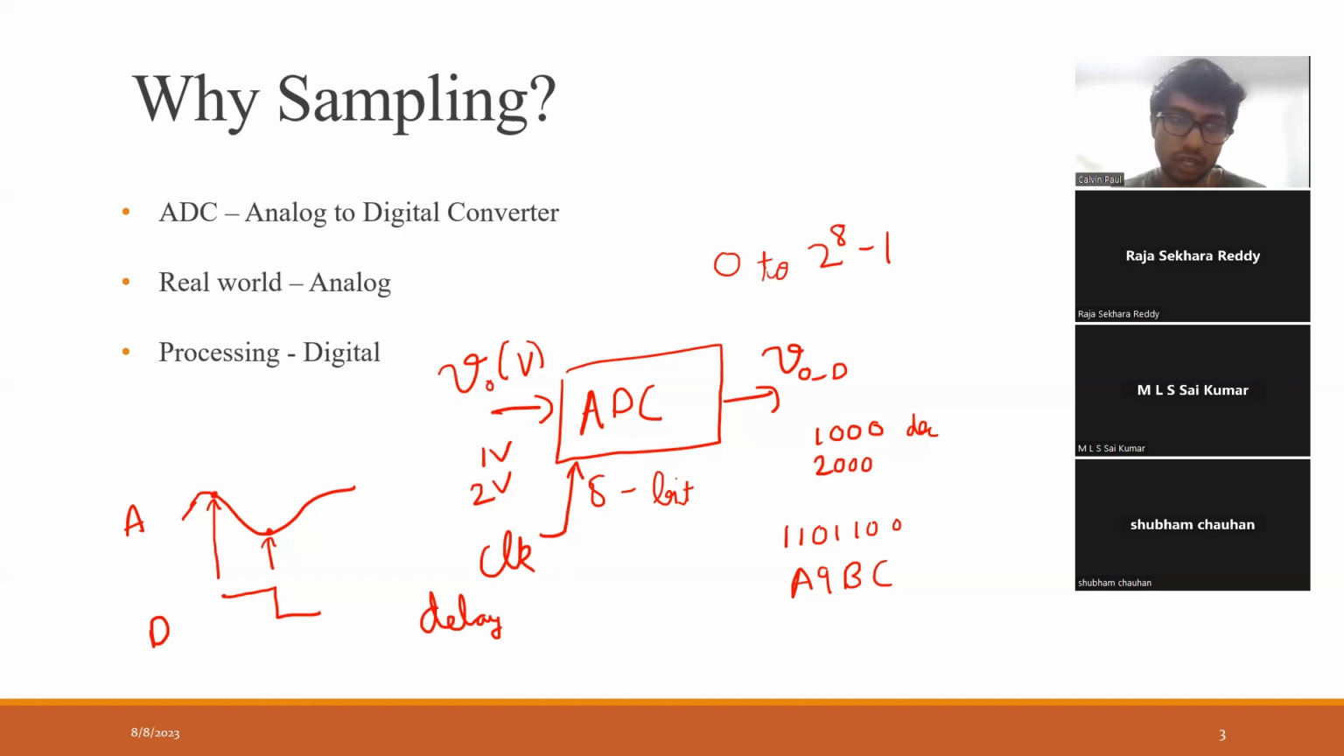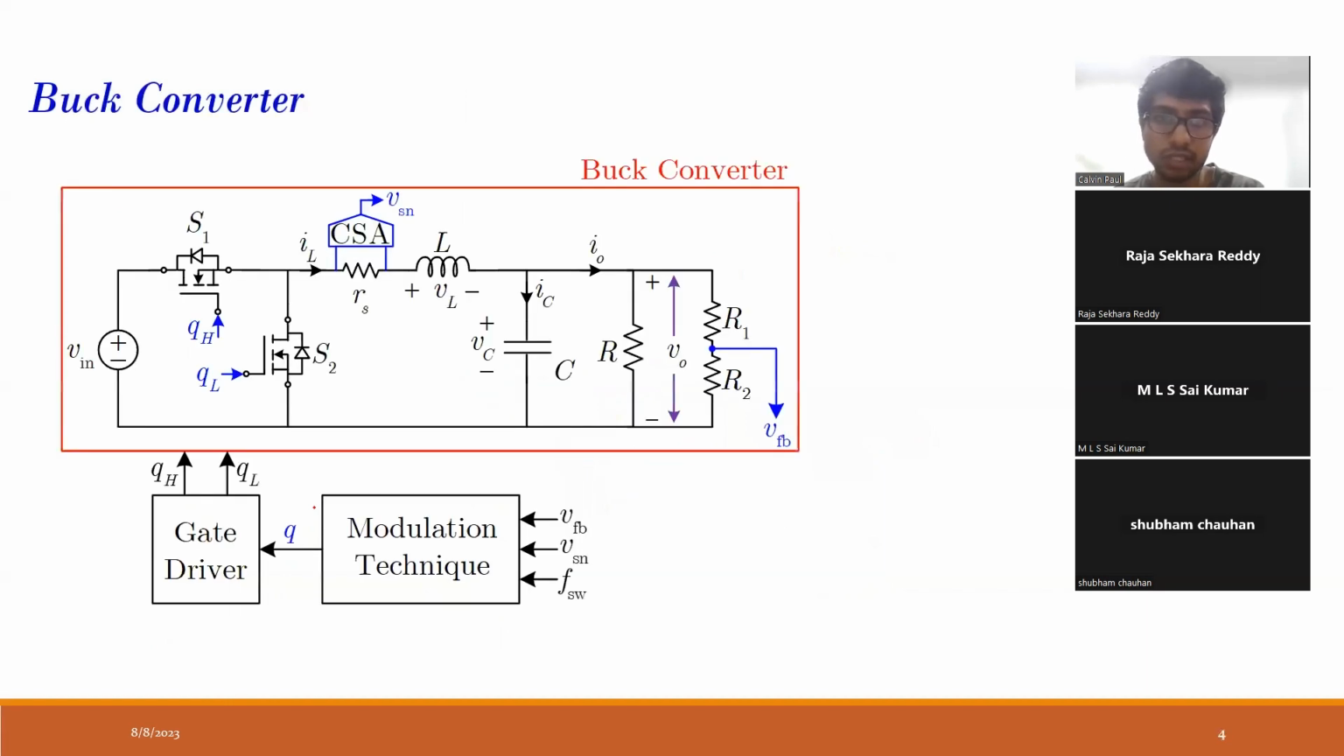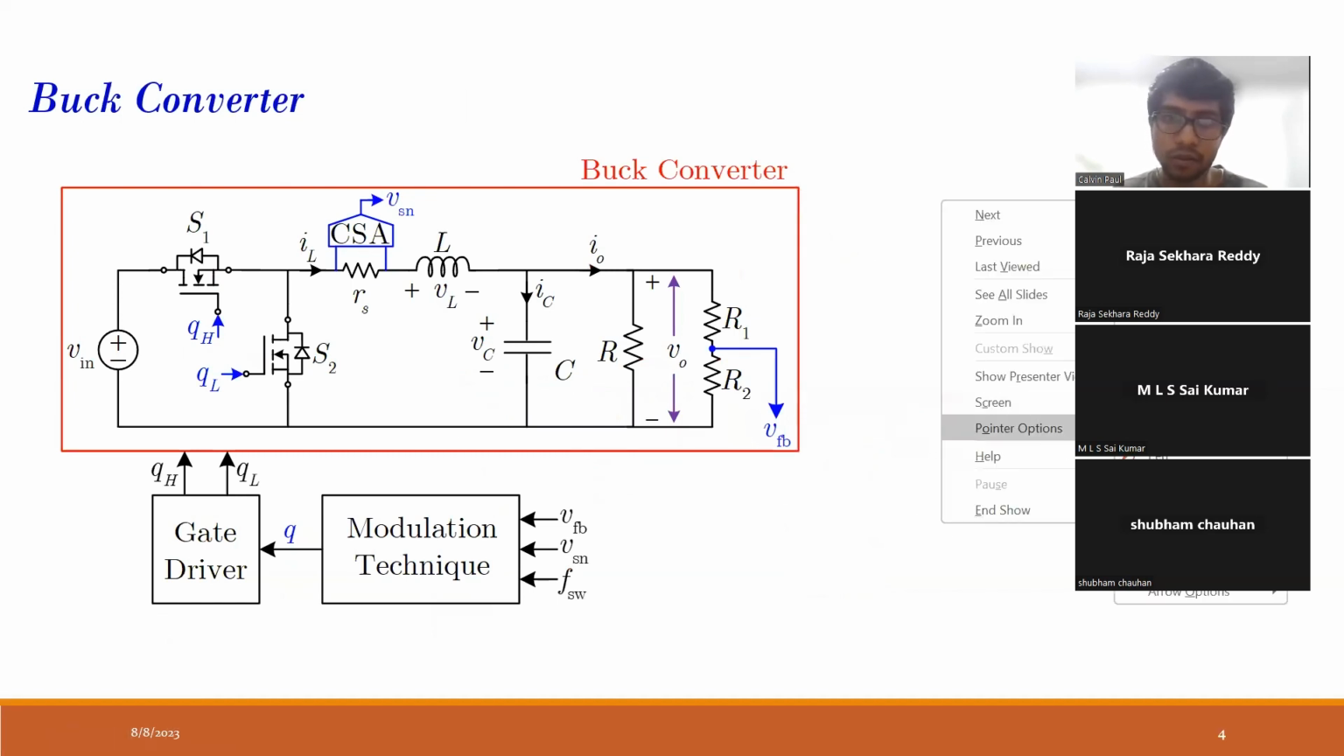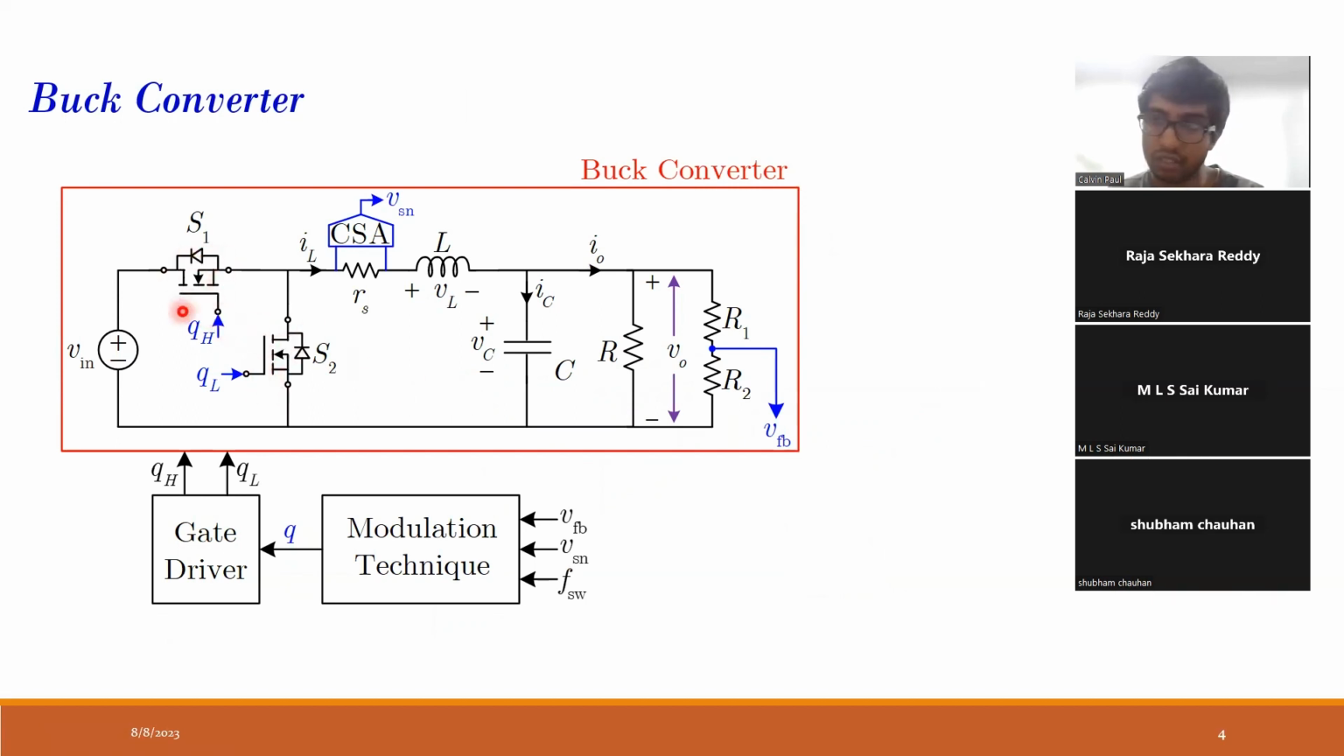Now, this is the output voltage signal. At what instant we must take the sample, all that I will be explaining. Now, this is a buck converter, which you are all familiar with. This is the high side switch or the main switch. This is the low side switch. This is the resistor which we are using to sense the inductor current. This is the output capacitor. This is the load resistor. And this is the feedback resistor divider, which generates a signal proportional to the output voltage.